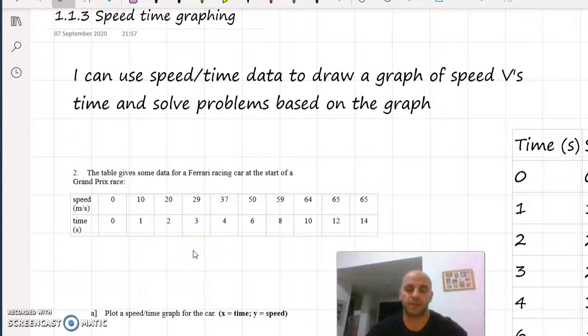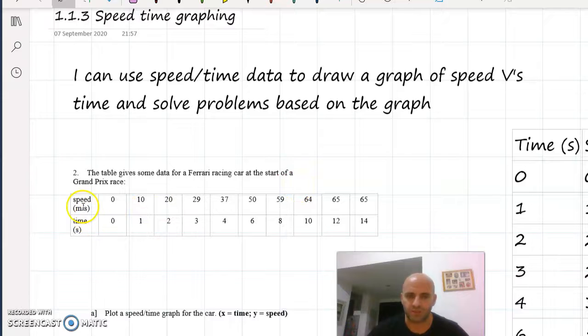Okay, in this question I decided to take some speed-time graphing data and show you just how to graph it. This is kind of funny looking data. It's not nice and even or anything like that, so it's a good example to work from.